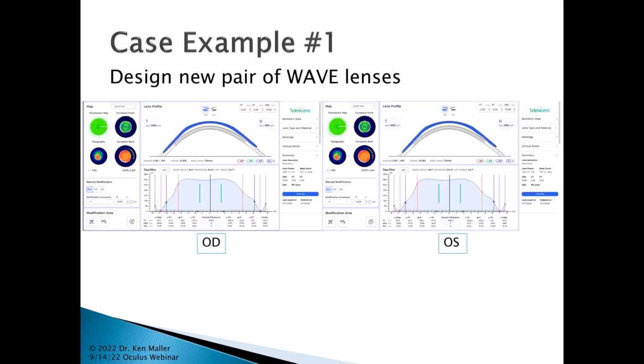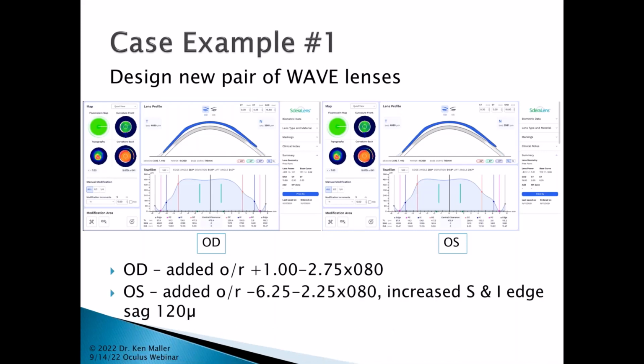So these were the new lenses, and I just summarized that here. On the right one, I added a +1.00 -2.75 axis 80. And on the left one, I added -6.25 -2.25 axis 80. I increased the sag by about 120 microns, both at the superior and inferior edge of that particular lens, to deal with that toe-up situation that I saw in that first lens at the slit lamp.